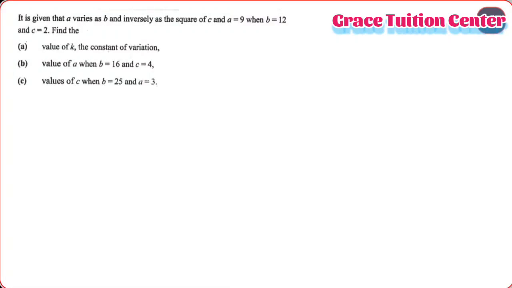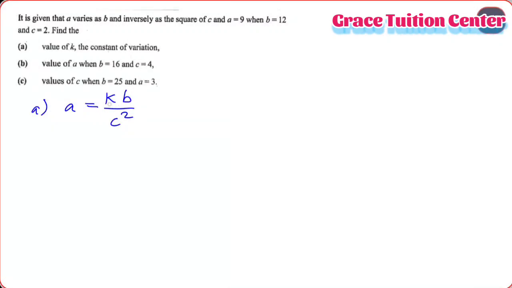So our formula is: A varies as B, so that means it's direct there, KB, and inversely as the square of C. So the inverse comes down there, so we say C squared down. This formula here is the formula that we are going to use throughout the question.